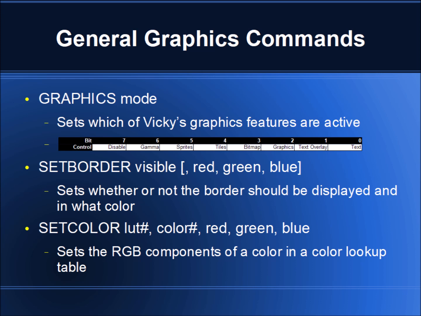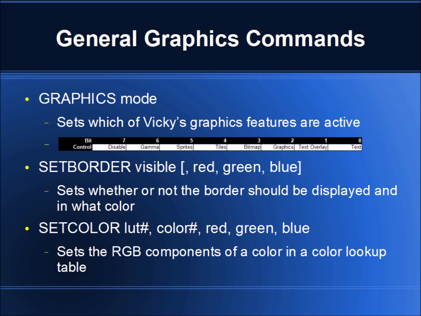And all the GRAPHICS command does is take a byte value, from 0 to 255, and turn on and off the appropriate bits in the master control register. You see here in this table I've listed out the different bits in the Vicky master control register. Going from right to left, we have text, which turns on and off the text engine, the classic text display. Text overlay lets you use the text engine and the graphics engine at the same time, layering the text over the graphics. Bit 2 is the graphics engine master control bit.